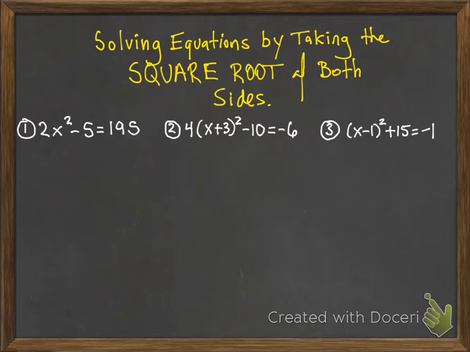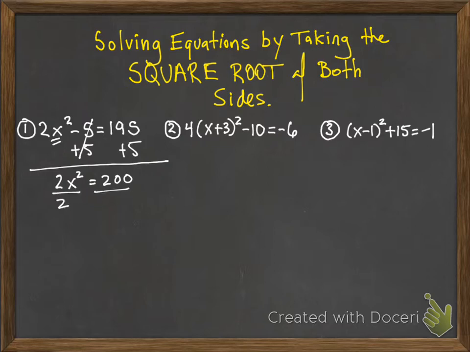So first things first, in number one, the first thing I'm going to do is get x squared all by itself. I want to treat this as a linear equation and get the x squared by itself by doing the opposite operations. So add 5 to each side, and then divide by 2. And that's going to cancel out, and that's going to give us x squared equals 100.